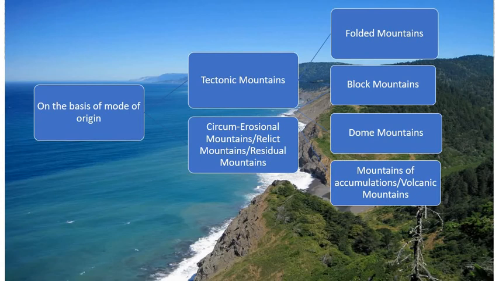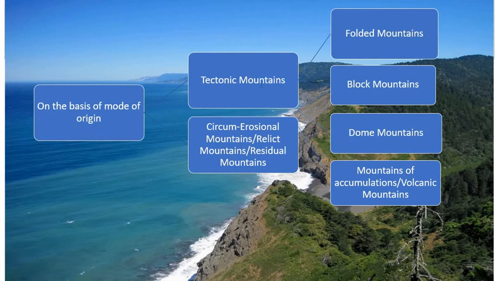This is also known as relict mountain or residual mountain. We say that it's the residual part of the original mountain. That's why it's known as residual mountain, or the part of the original mountain, that is our so-called circumerosional mountain. Now, the tectonic mountains.